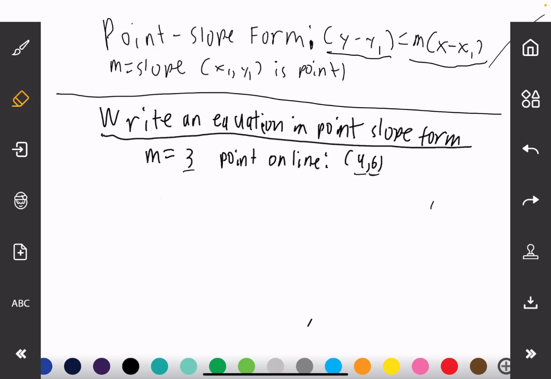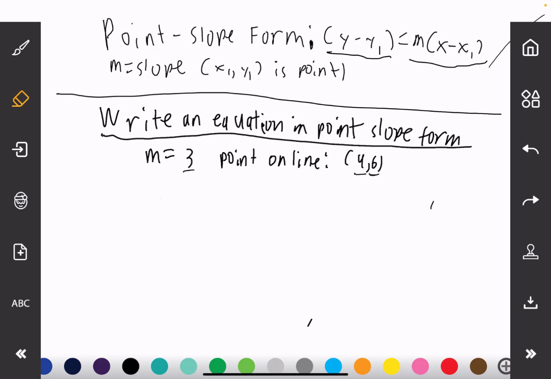So the point-slope form equation is y minus y1 equals m times x minus x1, where m is the slope and (x1, y1) is a point on the line. So let's look at the example down here.